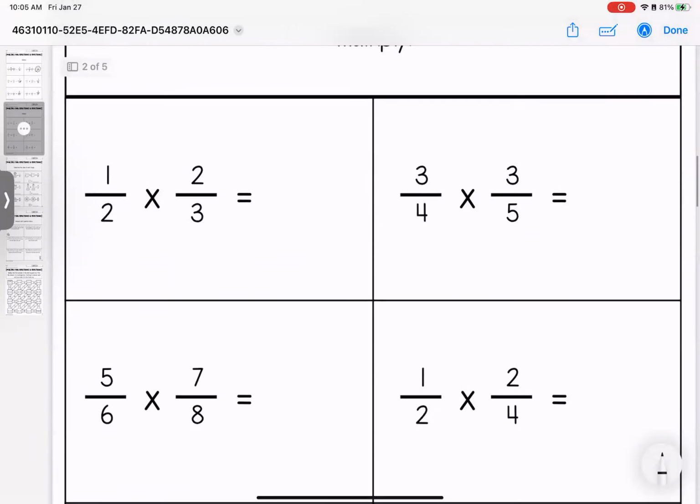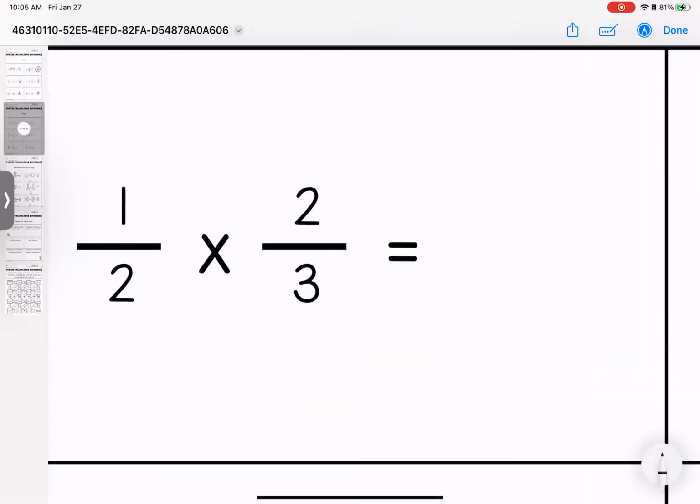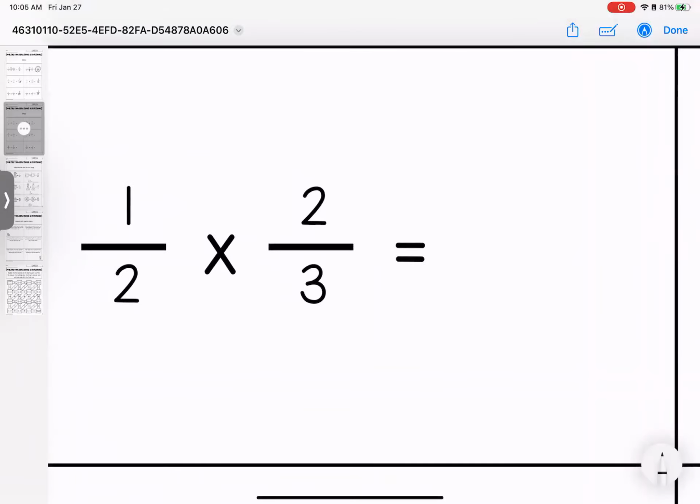All right, my little nuggets, on to page 2, where there is a little more for you to do. We are again multiplying fractions and fractions where we do not need common denominators, but we need to, in fact, have denominators. These already have them, so let's dive in.